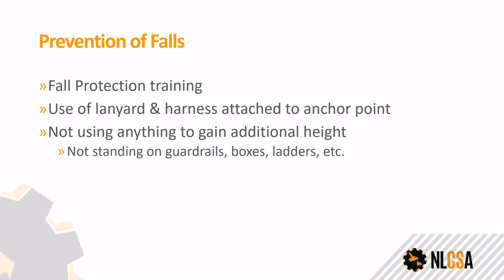Another thing that workers can do is to make sure that they're not using anything to gain additional height. So this would include not standing on any guardrails, any boxes, ladders, or anything like that. If they do need to gain additional height, they're required to either raise the lift. If the lift cannot be raised any further, if it's fully maxed out, then they need to consider a different type of lift. So maybe an articulating boom or a lift that has a higher capacity to go.